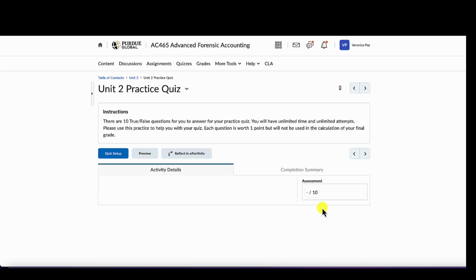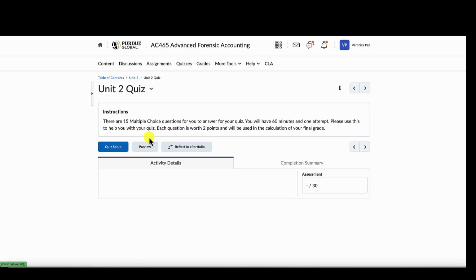And then you have a practice quiz, which consists of 10 true and false questions. That gets you started for your quiz, which consists of 15 multiple choice questions.